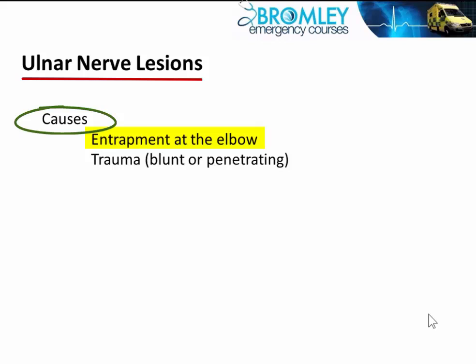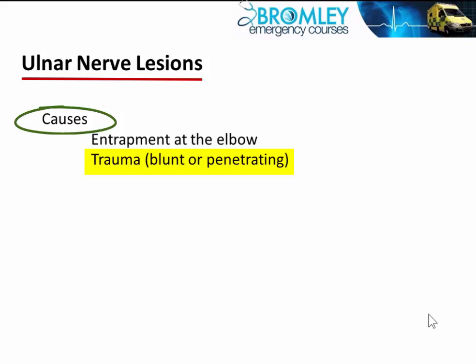Arthritic problems and injuries of the elbow, degenerative disease of the elbow, are the commonest cause of entrapment of the ulnar nerve and damage leading to ulnar nerve lesions. So that's by far the commonest. But the ulnar nerve is also vulnerable to blunt and penetrating trauma. It's again fairly superficial at the wrist, on the medial side of the wrist. If you supinate your wrist and look at it, it's very close to the ulnar pulse.